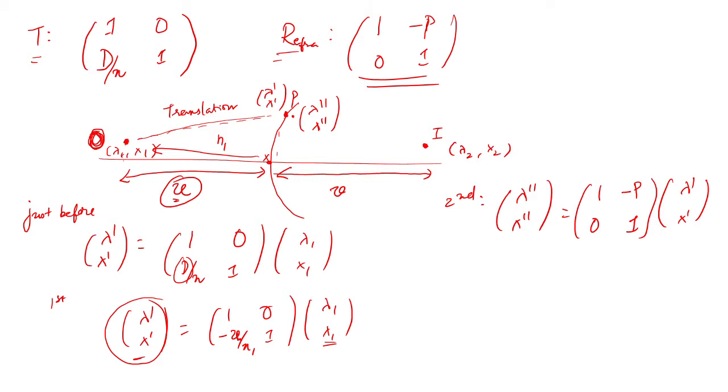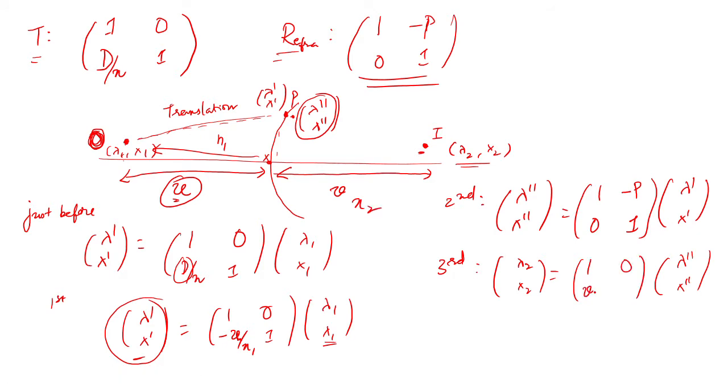So now we are right here, right after the lens, right? And then I want to figure out how it goes to the image. So I take lambda double prime x double prime and translate it to lambda 2 x2. The third matrix I'm going to use is: lambda 2 x2 is equal to the translation of lambda double prime x double prime, but in a different medium of refractive index n2. So I would have 1 0, positive v by n2, and 1.